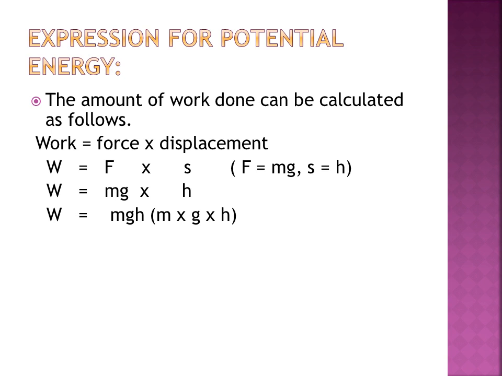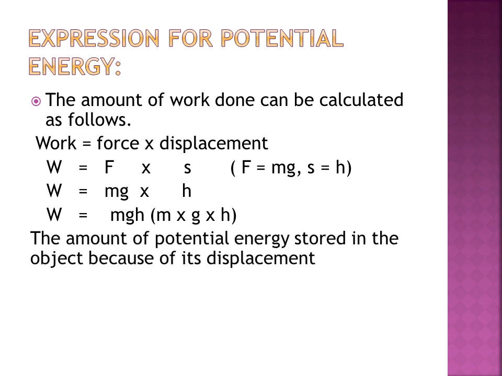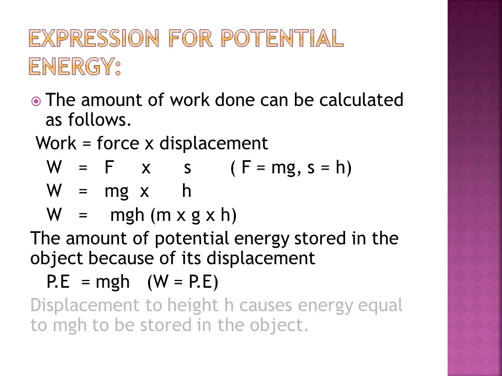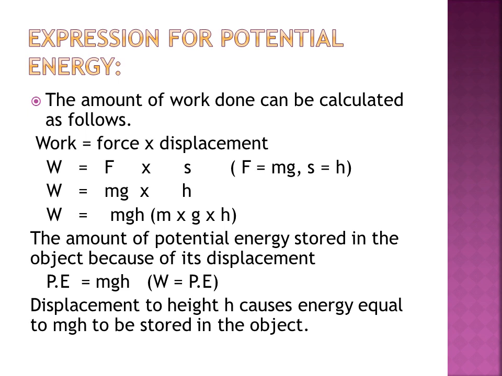For your convenience, I am writing m multiplied by g multiplied by h. Therefore, the amount of potential energy stored in the object because of its displacement will be the potential energy. So work done is equal to potential energy. So potential energy can be written as mgh. Therefore, displacement to a height h causes energy equal to mgh to be stored in the object. Whenever there is a displacement, the work done for that displacement will be equal to the energy stored in the object.